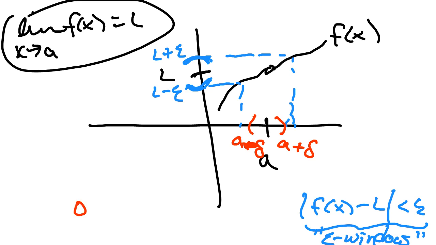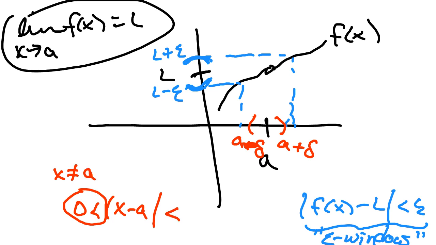So when we have 0 is less than the absolute value of x minus a, that just means x can't equal a, right? Since this absolute value is always greater than or equal to 0, but this says right here that x does not equal a. So it's only a positive number. And then less than delta. So this is my delta window around a.